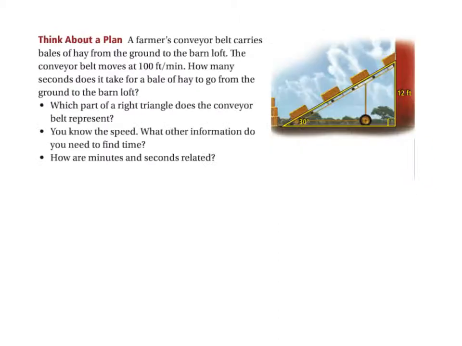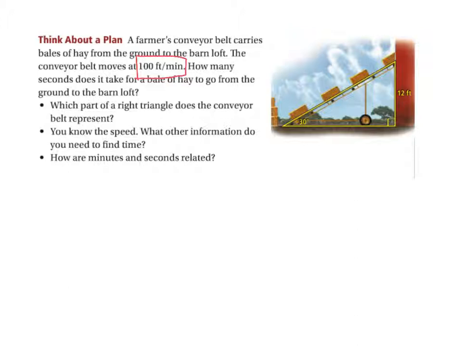All right, I've got one more. Okay, kind of similar. This one's a conveyor belt. All the information is in the picture there. But this one's a little bit more in depth, so let's go ahead and read it here. A farmer's conveyor belt carries bales of hay from the ground to the barn loft. The conveyor belt moves at 100 feet per minute. We're going to need that information here. It's how fast those bales are moving. How many seconds does it take for a bale of hay to go from the ground to the barn loft? All right, so they kind of walk us through.